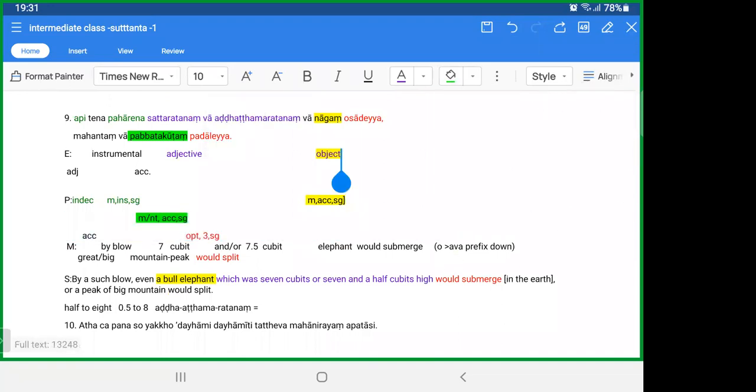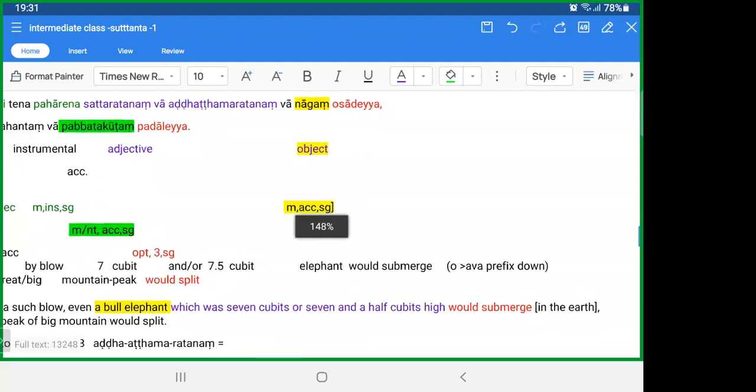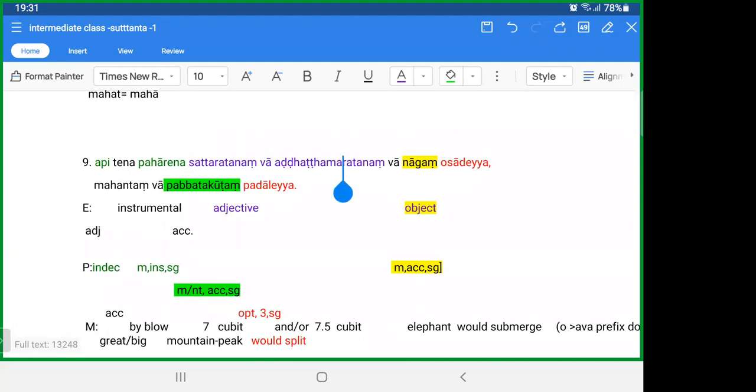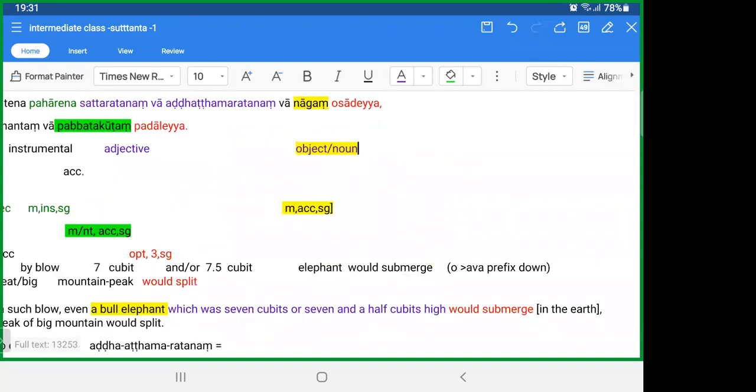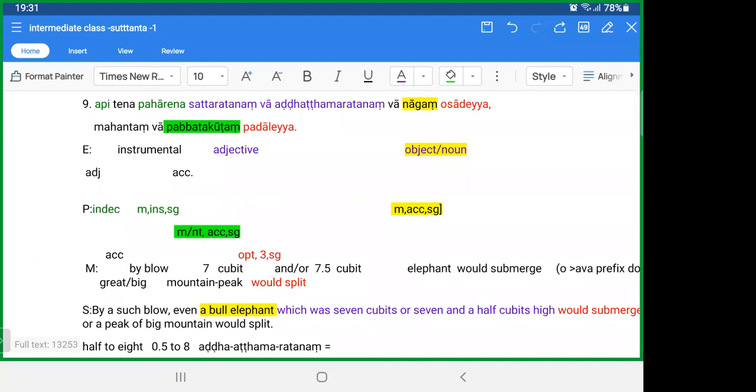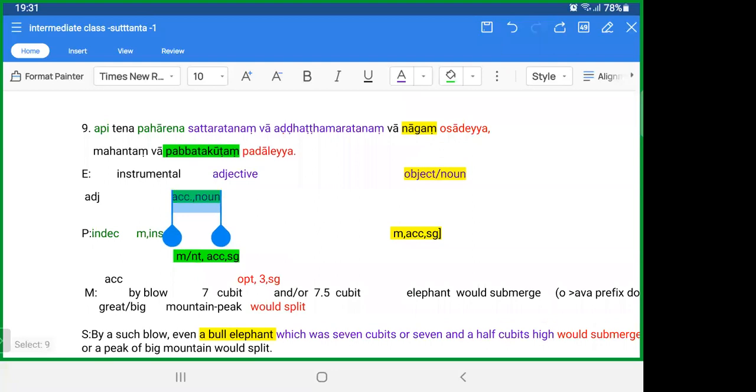So here, how many adjectives possible? Sata, ratana, ada, tama, ratanam. So you got two already. And then you got mahantam, you got three adjectives. You got two nouns, naga. So it's an object here, but you also can put it as a noun. So this can be accusative, also can be a noun here. And then here beside the verb, you got the optative verb.